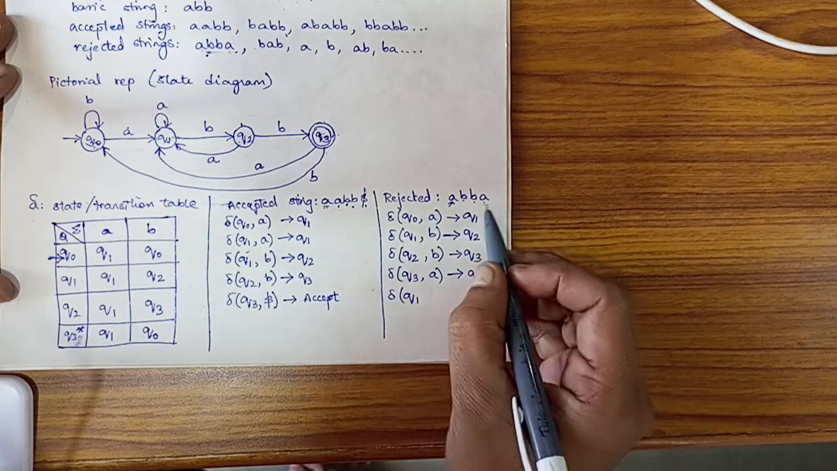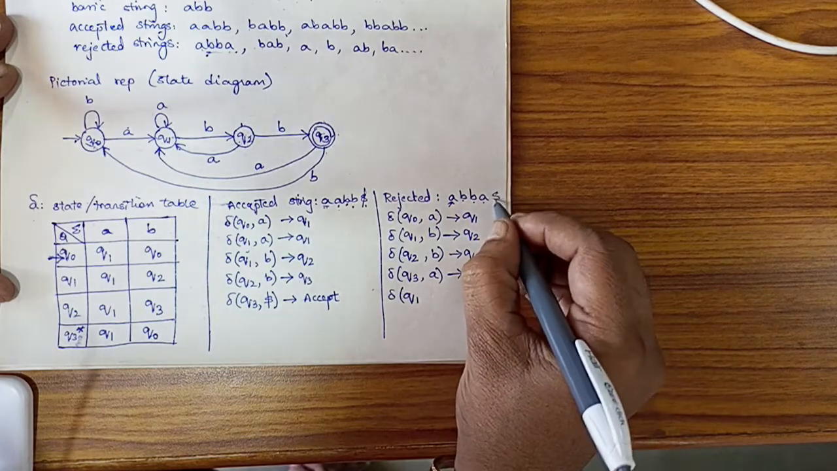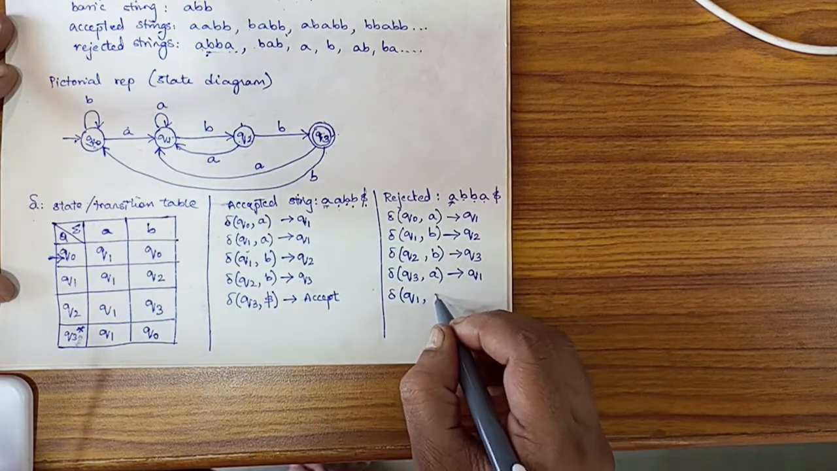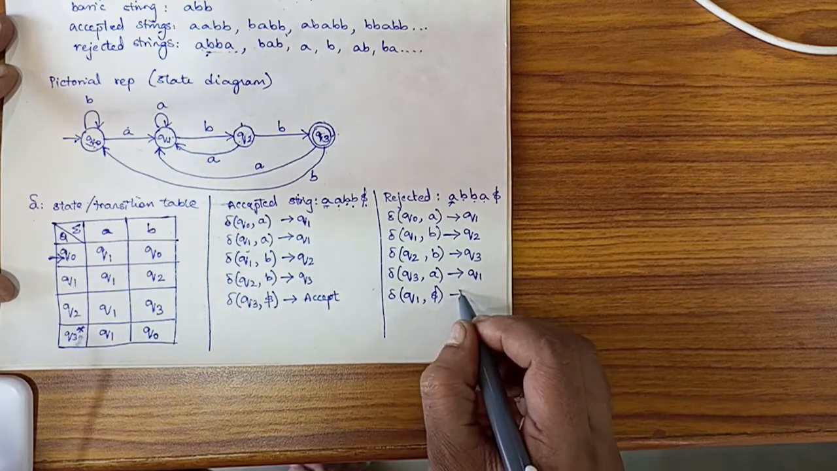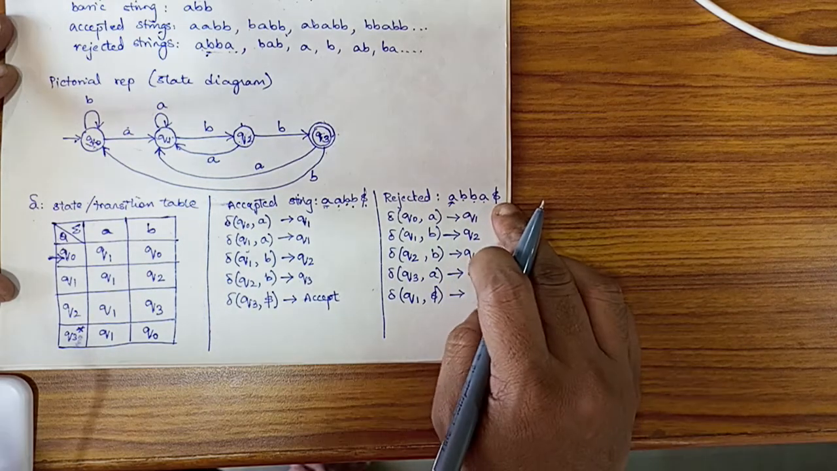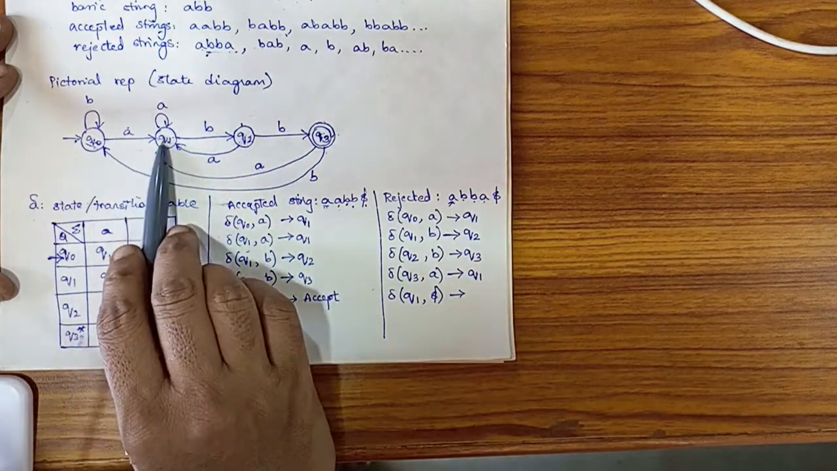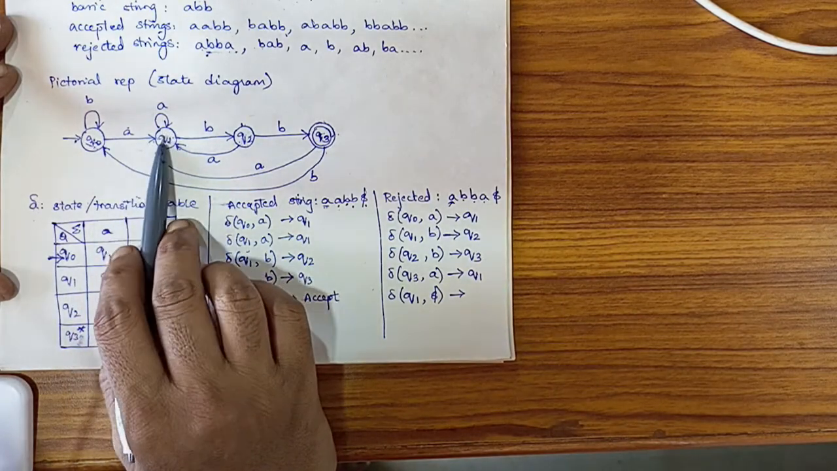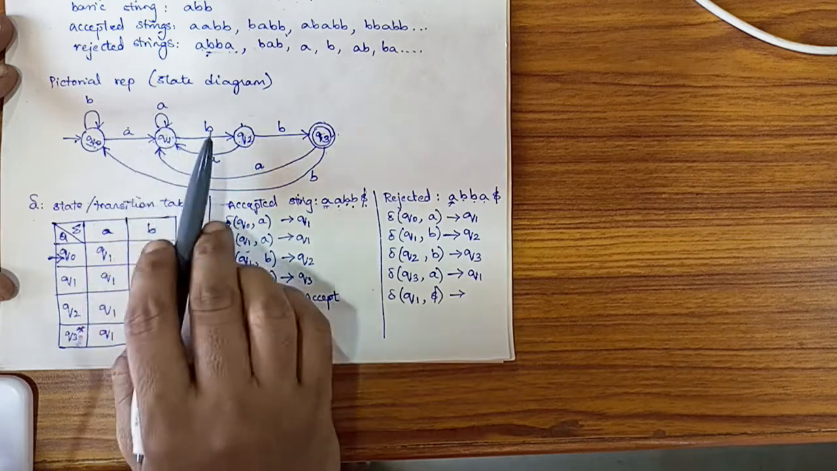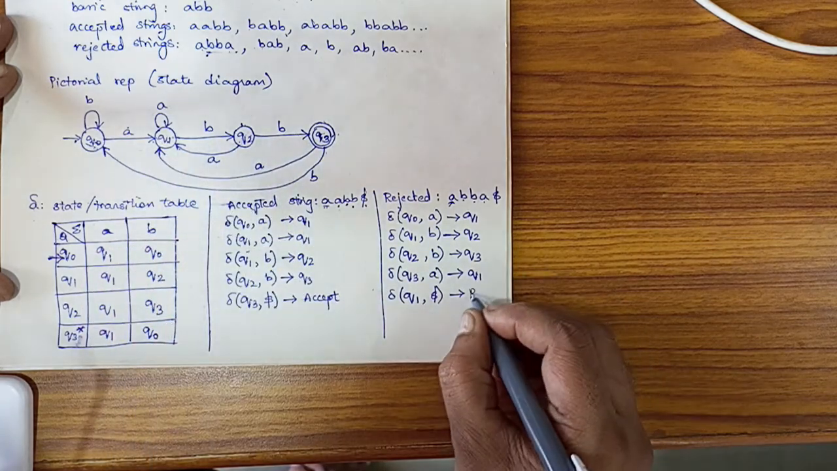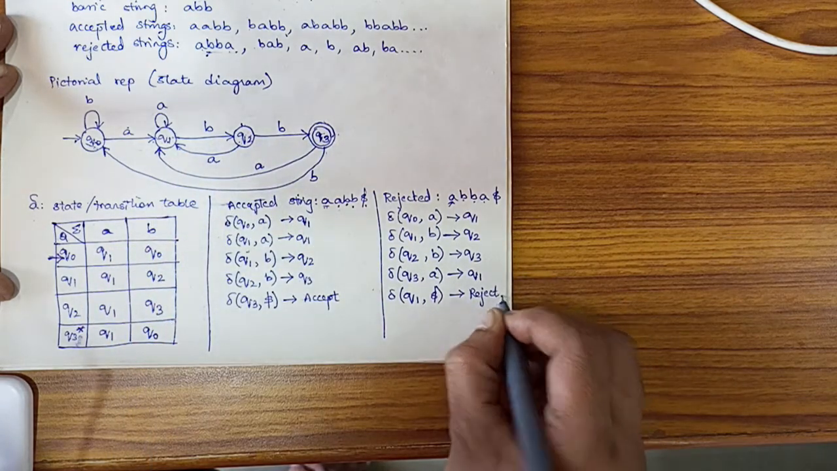Q1 on reading, we have the end of string character now. So Q1 on reading the end of string character. Q1 is not a final state. It is a non-final state. So if I'm reading the end of string character in a non-final state, I will reject it. It is not valid. Okay.